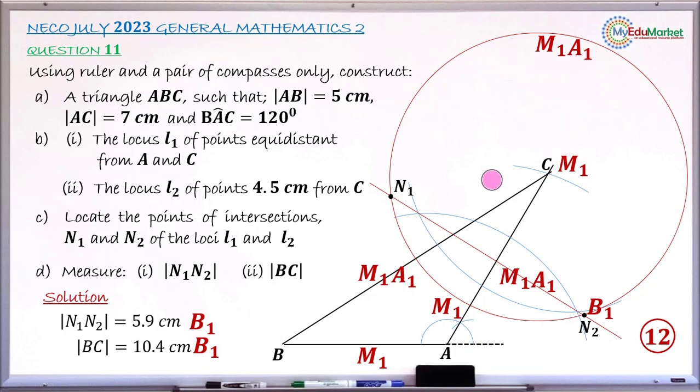Then the next mark is for identifying the positions N1 and N2. You have this B1 mark. Then the next mark is for measuring the distance from N1 to N2. You have this B1 mark when you have exactly 5.8 or plus or minus 0.1 of a centimeter. You still have this B1 mark. And the last mark is another B1 mark when you have the distance BC exactly 10.4, no problem, plus or minus 0.1 of a centimeter. So in total, this very question would fetch you 12 good marks.